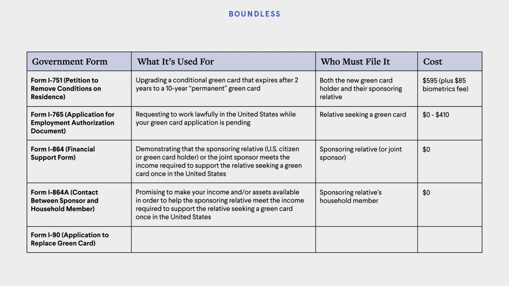Form I-90, Application to Replace Green Card. This form is filed when applying to renew or replace an expired, soon-to-be expired, lost, stolen, or damaged green card. It will be filed by the green card holder and will cost $455 plus an $85 biometric fee.